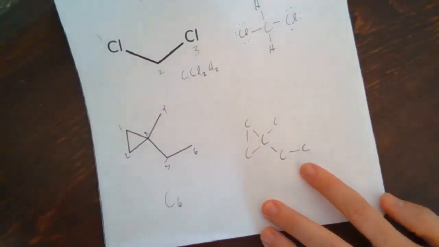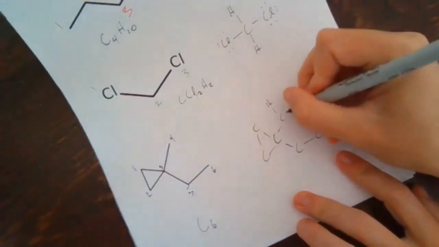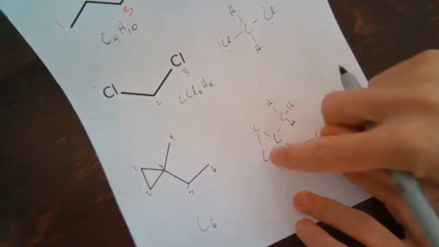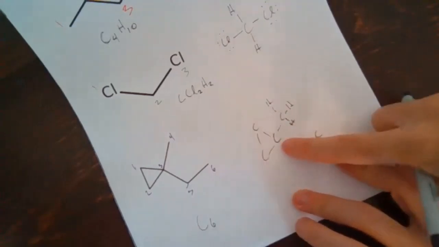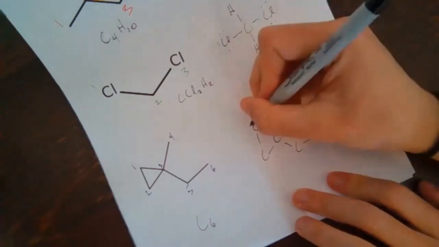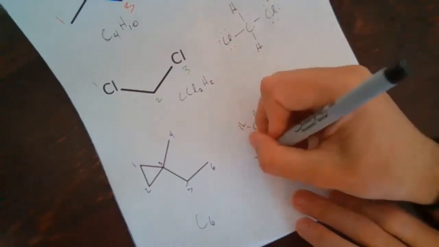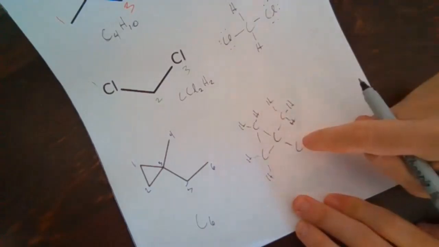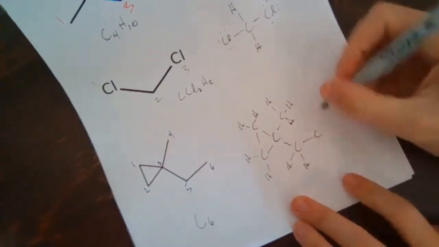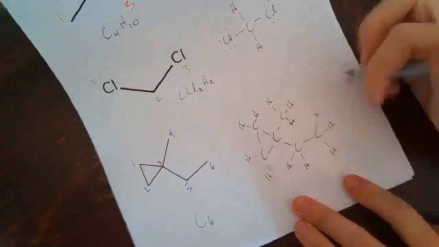Go through and just add up to 4 bonds. This carbon atom only has 1, so it needs 1, 2, 3. This carbon atom has 1, 2, 3, 4, so it's done. It's not bonded to any hydrogens because it's bonded to enough carbons. This carbon atom has 1, 2, it needs 1, 2. This carbon atom, 1, 2, it needs 1, 2. This carbon atom, 1, 2, it needs 1, 2. This carbon atom, 1, 2, 3, and then the 4 is right there.